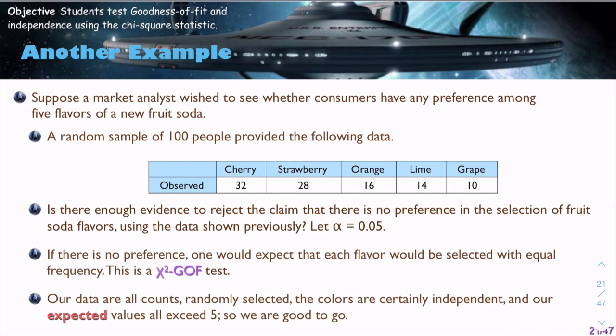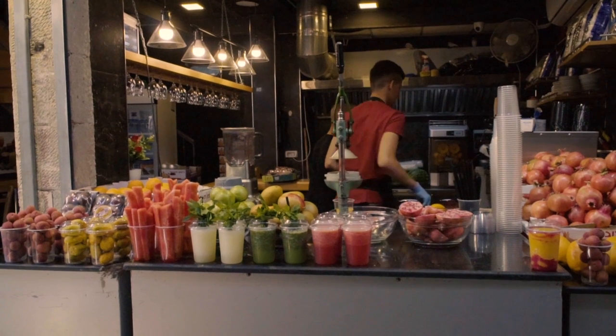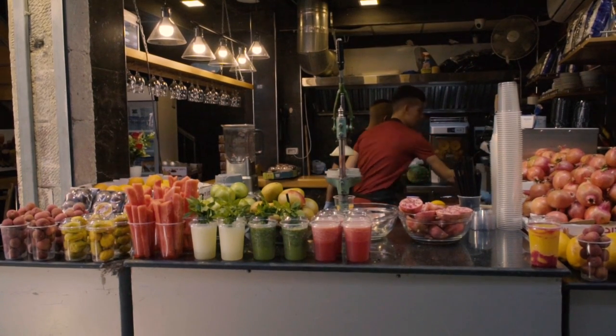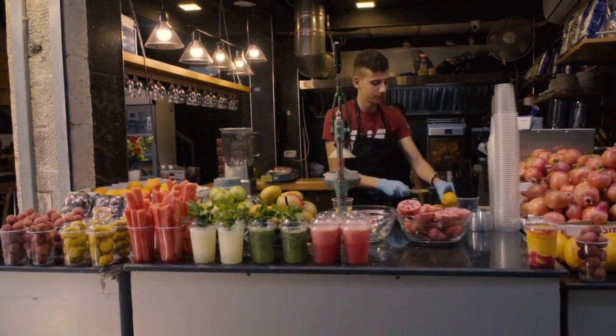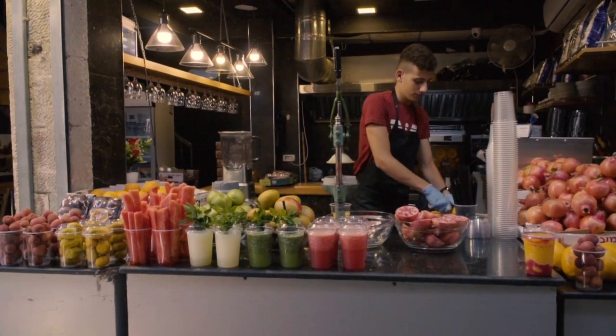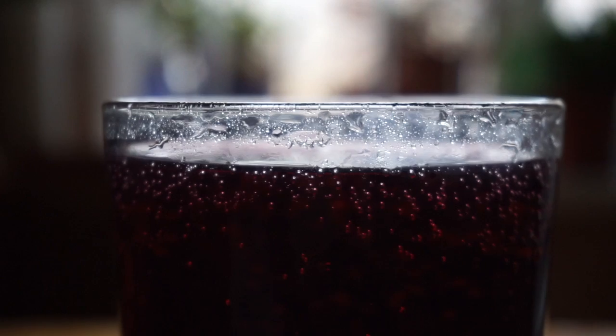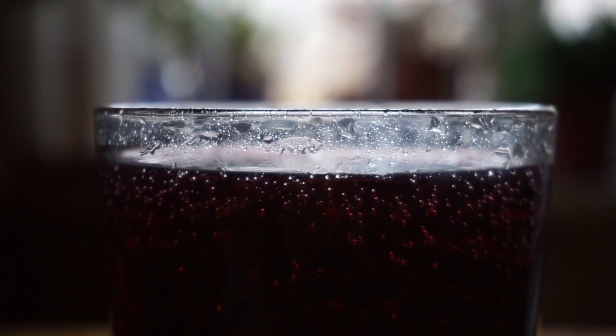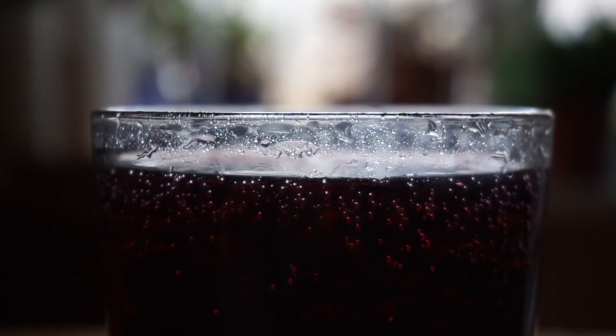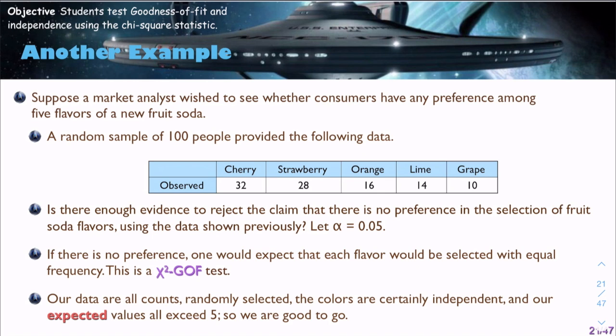Suppose a market analyst wished to see whether consumers have any preference among 5 flavors of a new fruit soda. Sounds gross to me, but to each their own. A random sample of 100 people provided the following data. So we have our observed data for cherry, strawberry, orange, lime, and grape soda. Is there enough evidence to reject the claim that there is no preference in the selection of fruit soda using the data shown previously? And we'll set our significance level at 0.05.